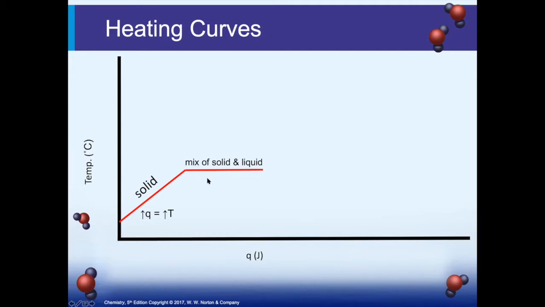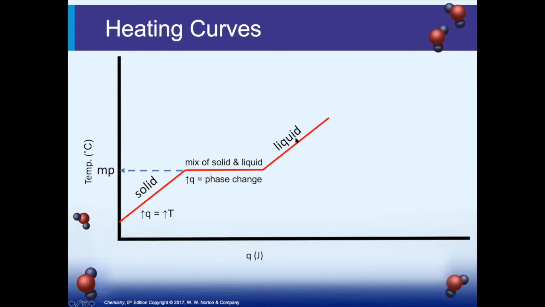In this case, it's the melting point, and as I progress to the right, all the heat that I'm putting in is going into the phase change, and that's why the temperature is not increasing. The energy I'm putting in is just doing the work of changing the solid molecules into liquid molecules. Now once all the solid is converted into a liquid, that's when I can start warming it up again.